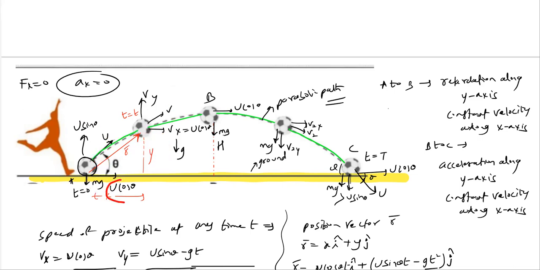There is no force acting along the x-axis. Therefore, the horizontal component remains the same. When it moves from A to B, the vertical component decreases and the horizontal component remains the same. When it moves from the highest point to the point of striking, again the horizontal component remains the same, whereas the vertical component keeps on decreasing.